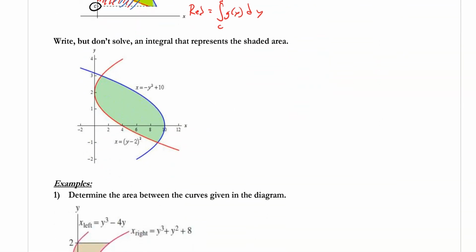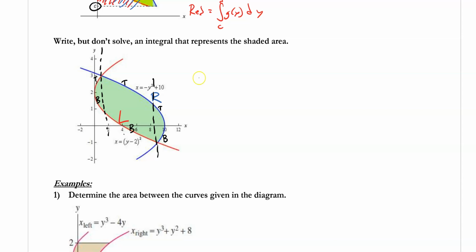This says to write, but do not solve, an integral that represents the shaded region. You'll notice you have your right function and you have your left function. Now, why would I do this right minus left? Let's discuss this. I would not want to do top minus bottom because if you look right here, I have top, bottom, top, bottom, top, bottom. There are 3 different integrals because I have different top and bottom functions. That would be really hard.